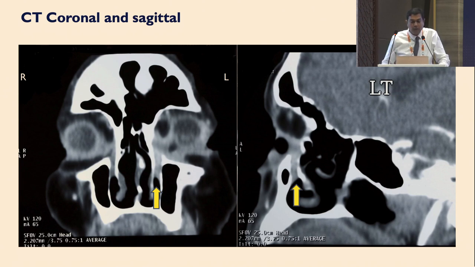So how much further? The thing about imaging is it tends to tell you that there is something. But when you're planning a surgery, the extent is a little difficult to really make out.